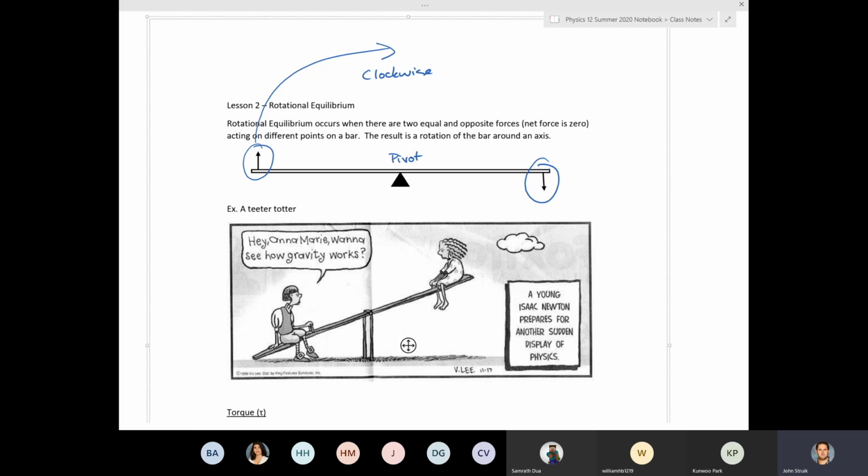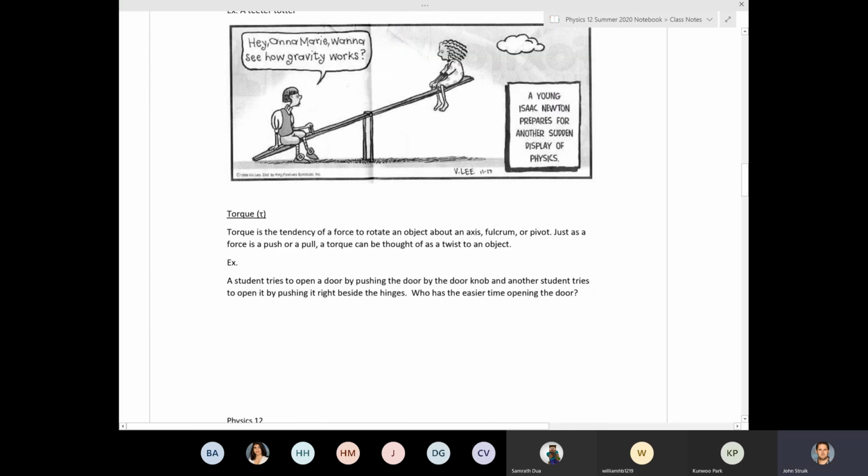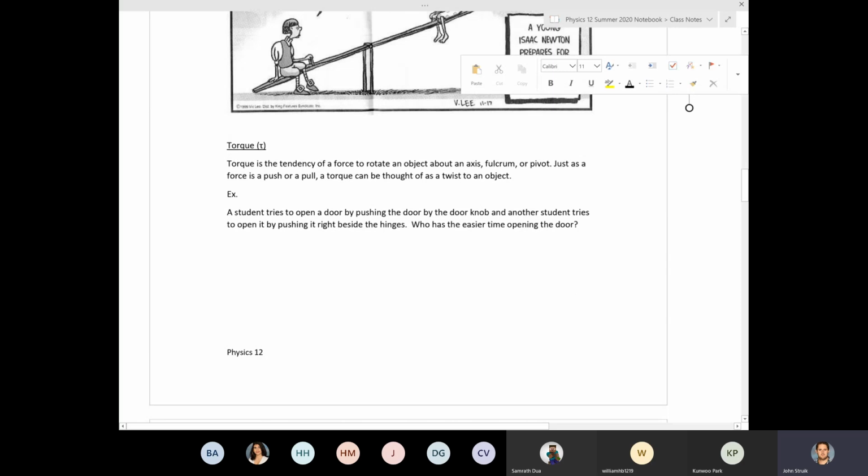Let's talk about torque. Torque is the tendency of a force to rotate an object about an axis, fulcrum or pivot, different names for the same thing. Just as a force is a push or a pull, a torque can be thought of as a twist to an object.